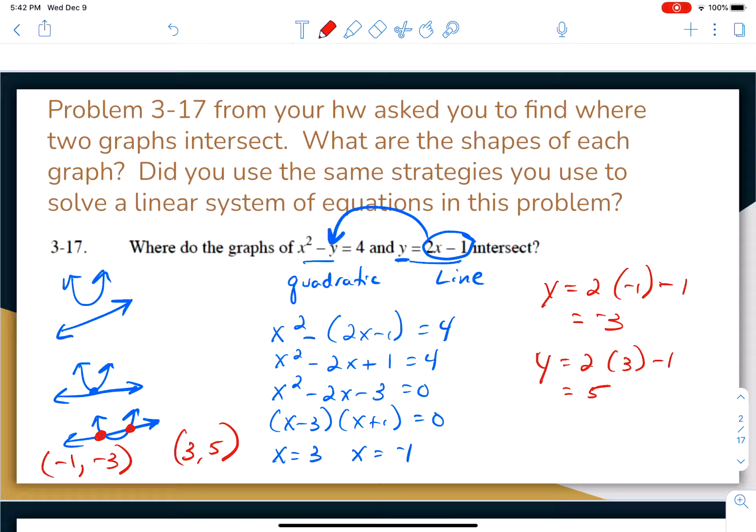So you're going to write your solutions as ordered pairs, because what we're really talking about is where those equations intersect on a graph.